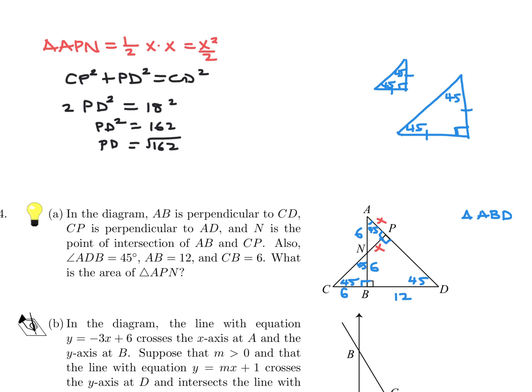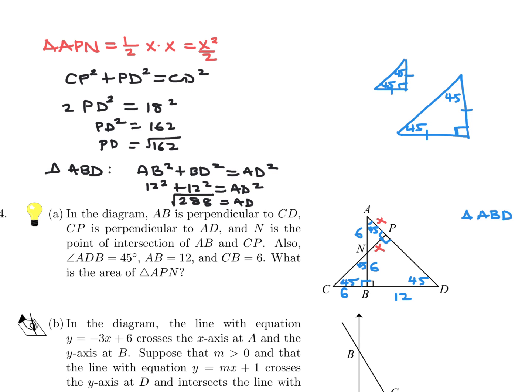Okay, what's the next thing you want to do here? Let's use the triangle ABD. I think that will help. Using Pythagoras, AB squared plus BD squared is equal to AD squared. And since that's also isosceles, well, actually, we already know that. These are both 12s, so I don't even need to worry about identifying that. So that's 288 is equal to AD squared, AD is the square root of 288. So then finally we can get AP, which is really what we need.